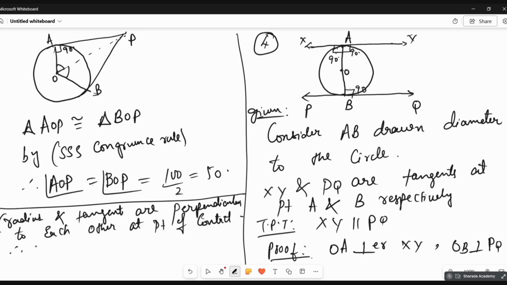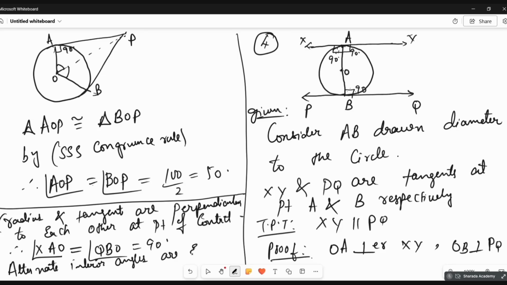Therefore, angle XAO is equal to angle QBO, that is equal to 90 degrees. So these two angles are equal, 90. Then what I can say, if these two angles are equal, then alternate interior angles are equal here. Once they are equal, I can write XY parallel to PQ. That's all.